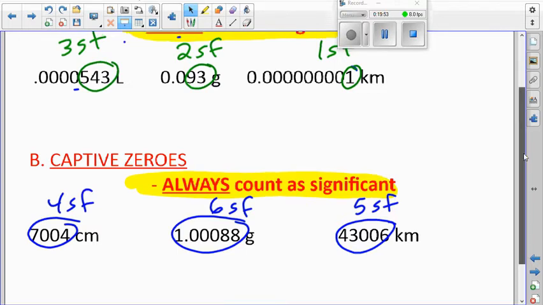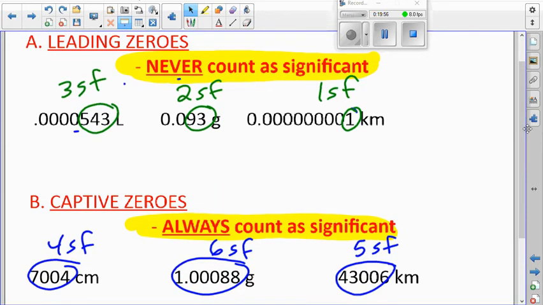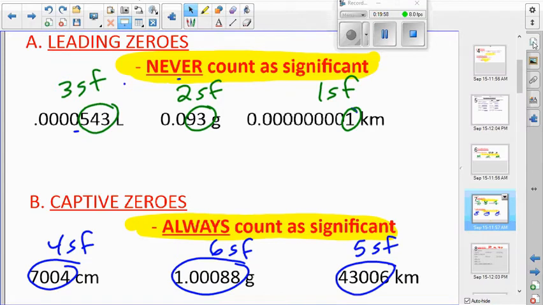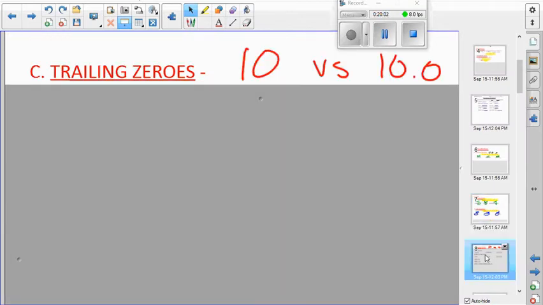So, leading zeros are never significant. Captive zeros are always significant. And that brings us to our last type of zero, trailing zeros. Trailing zeros are sometimes significant. So these are probably the most difficult ones for people to figure out. They're a little tricksy.